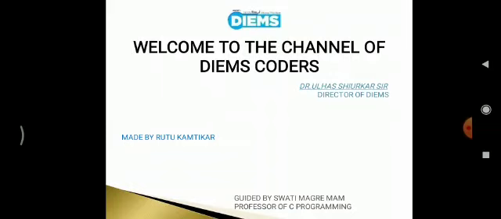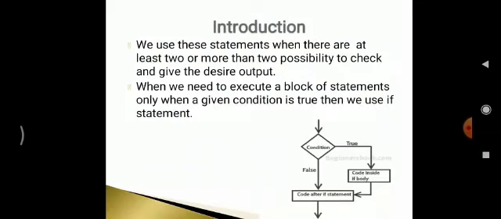This is Rutu Kamtikar explaining you the concept of different control statements used in C programming. Why are these statements used in C programming? They are used when there are two or more than two possibilities to check. As the name suggests, these statements control the execution of various statements after checking the condition given.